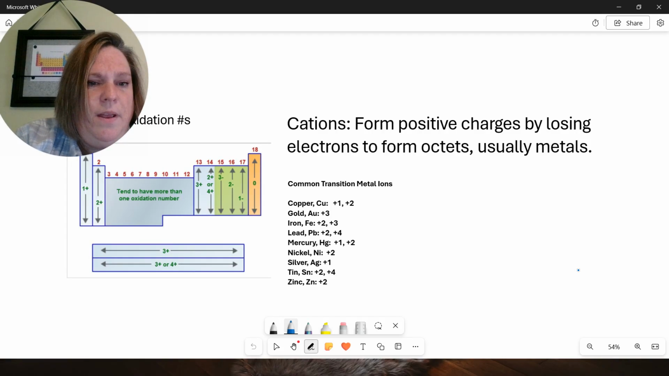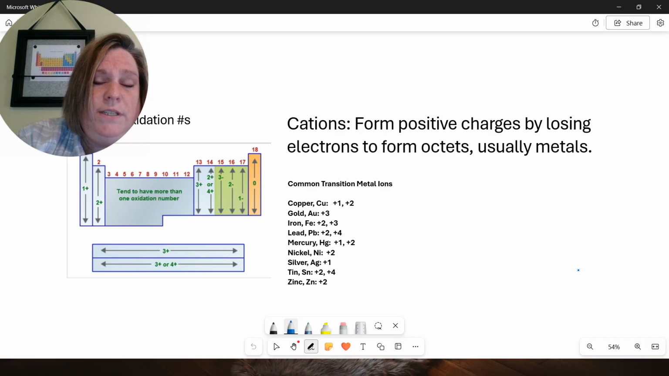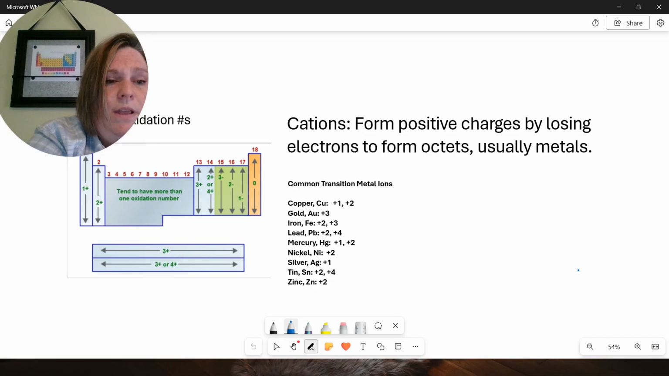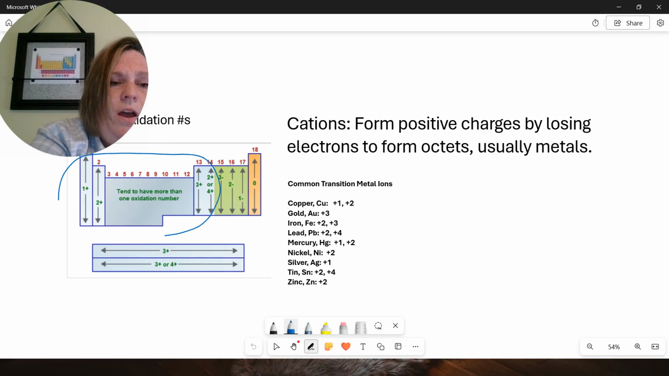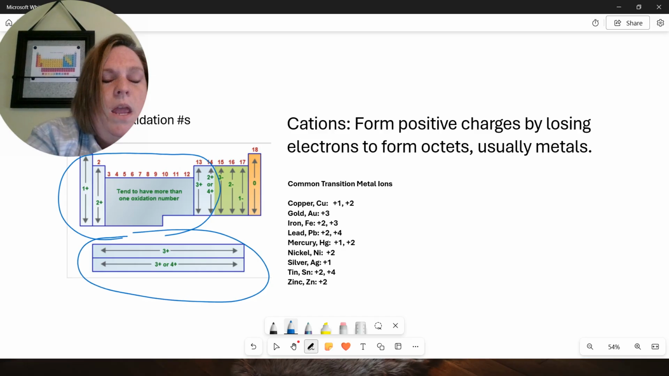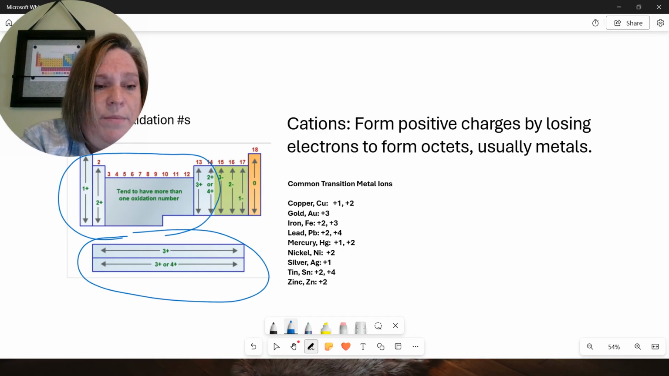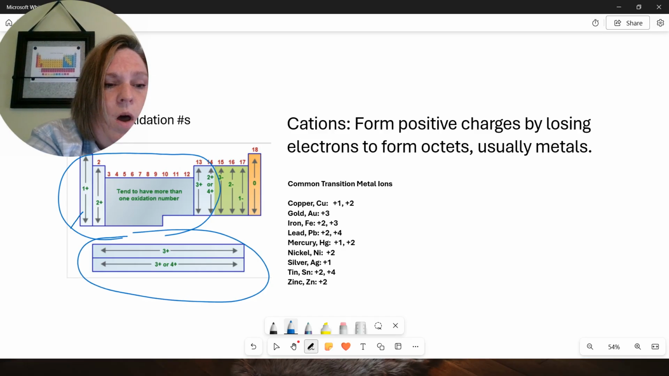There are three types that I'm going to talk about today: anions, cations, and polyatomic ions. Let's start with cations. They tend to form the positive charges. They're usually the metals, and they're found on the left side of the periodic table and then down below. They do follow a family trend, so that means family 1 here is going to form a +1, family 2 is going to form a +2.